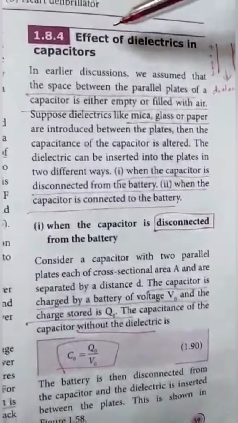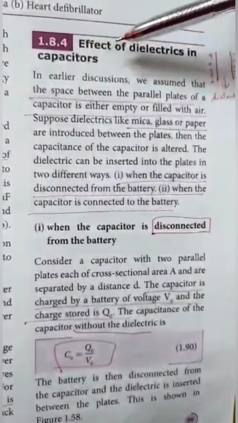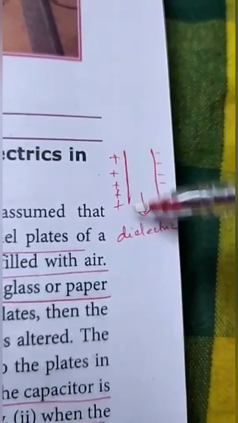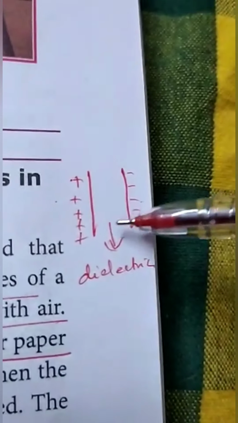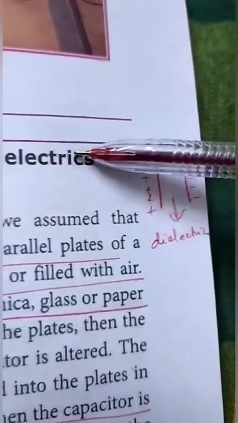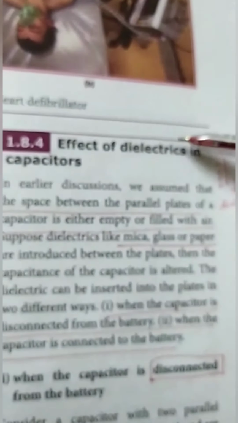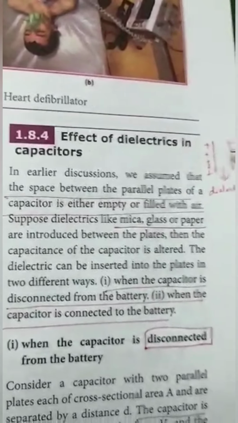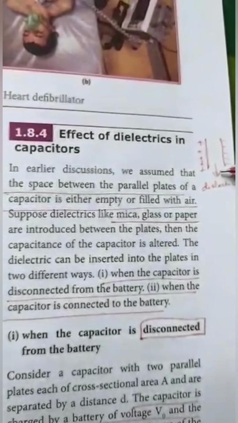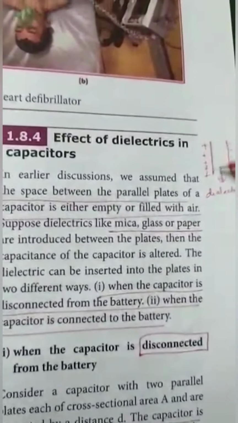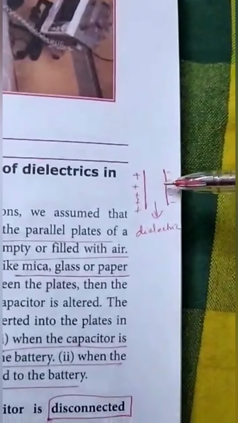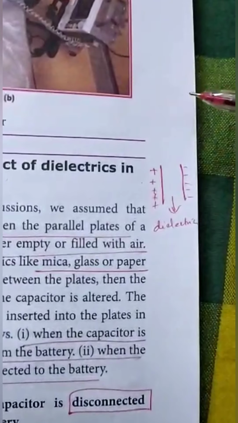Next we are going to see about the effect of dielectrics in capacitors. What is a capacitor? A positive charged plate and a negative charged plate together are called a capacitor. And in between these two plates there may be air or any material can be placed. This material is called dielectric. What is a dielectric? Dielectric is an insulator. So between these two parallel plates you can keep any insulator, and this insulator may be mica, glass or paper. What is the purpose of introducing dielectrics between two plates? The main purpose is to increase the capacitance.